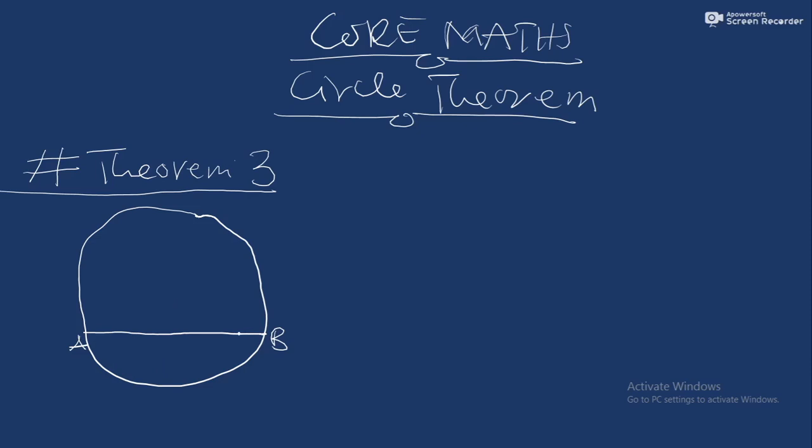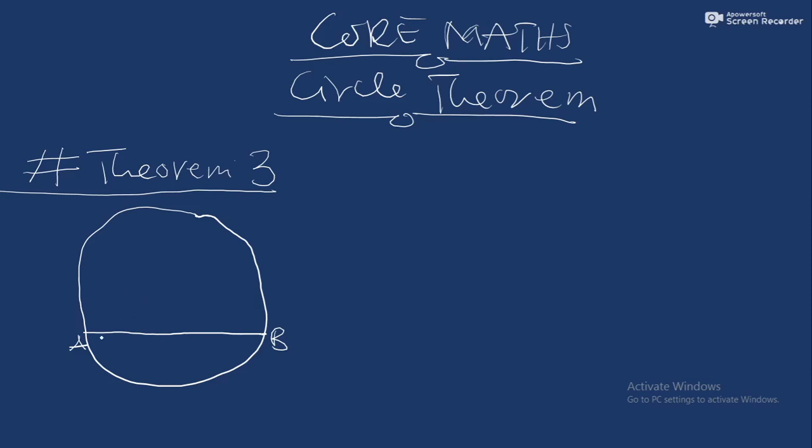So every chord divides a circle into 2 segments. If one side is bigger than the other, then we'll have major and minor. But if we divide it equally, then we'll just have segments. One will not be bigger than the other, so they will be the same.